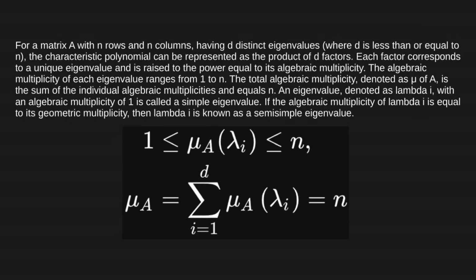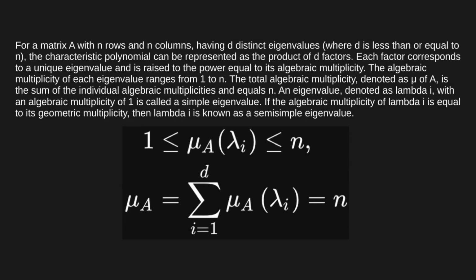For a matrix A with n rows and n columns, having d distinct eigenvalues, where d is less than or equal to n, the characteristic polynomial can be represented as the product of d factors. Each factor corresponds to a unique eigenvalue and is raised to the power equal to its algebraic multiplicity. The algebraic multiplicity of each eigenvalue ranges from 1 to n. The total algebraic multiplicity, denoted as m of A, is the sum of the individual algebraic multiplicities and equals n.